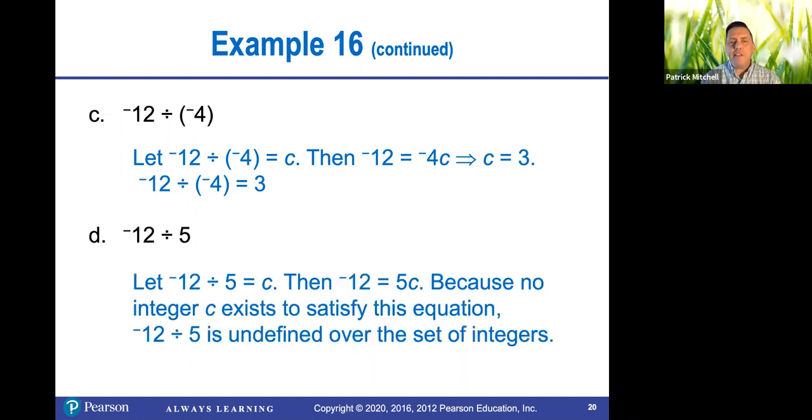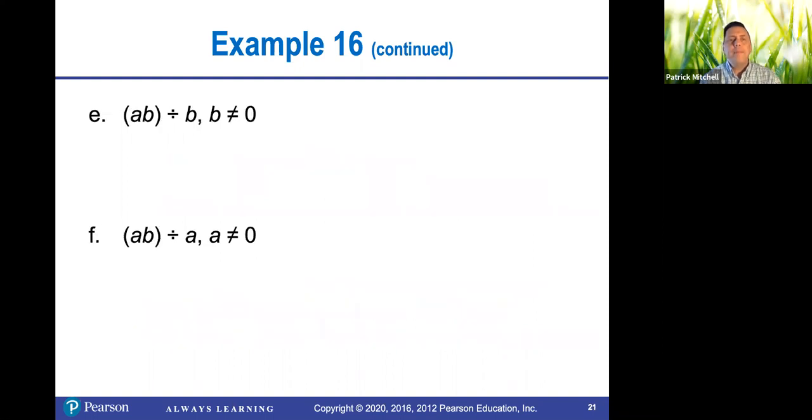Because no integer C exists to satisfy this equation, negative 12 divided by 5 is undefined over the set of integers. So one thing this tells me is that integers are not closed under division, all right? It's definitely possible to divide two integers and get something that's not an integer.